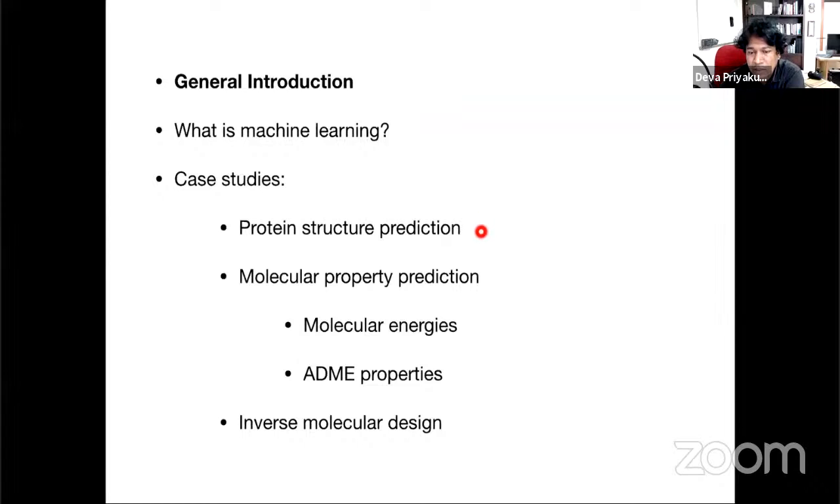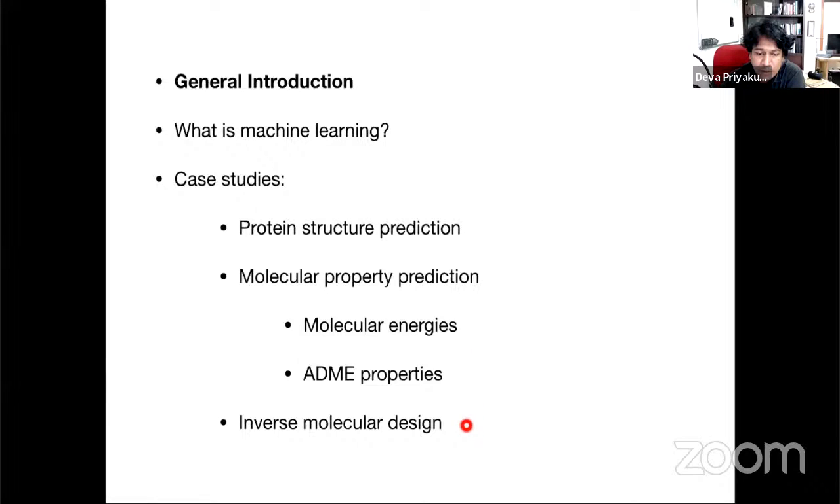One is protein structure prediction using artificial intelligence methods. This is not work that we did, but this work is very popular. It made a lot of news because they did extremely well in predicting the structure of proteins. The next example is simple molecular property prediction: if I have a molecule, I want to predict the properties of that molecule.